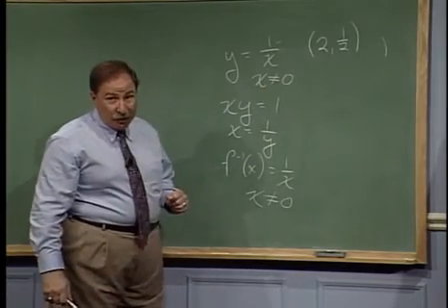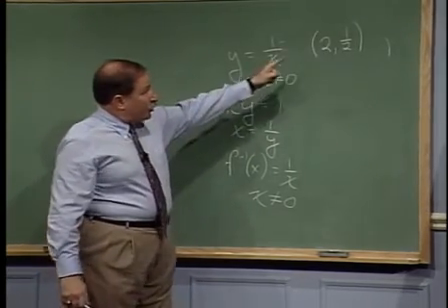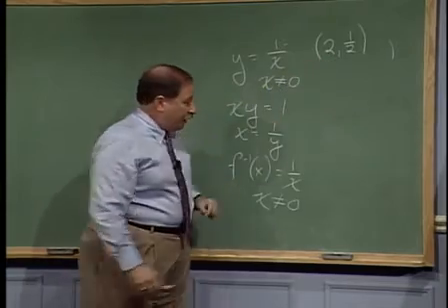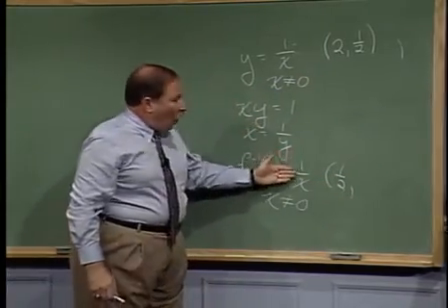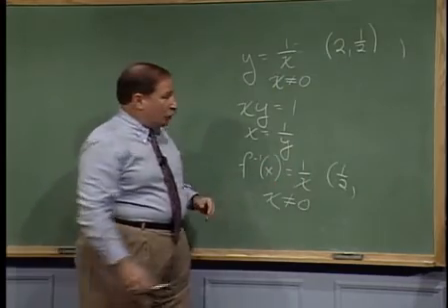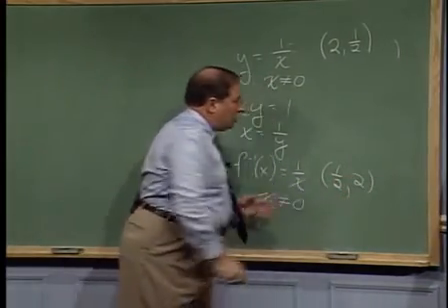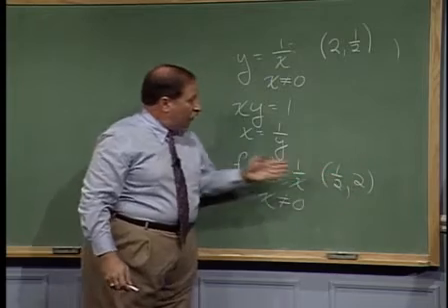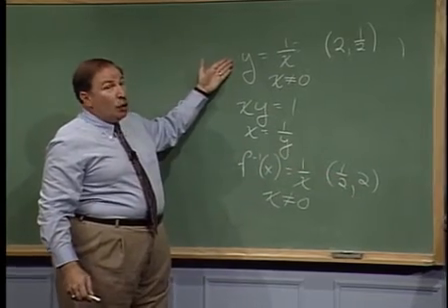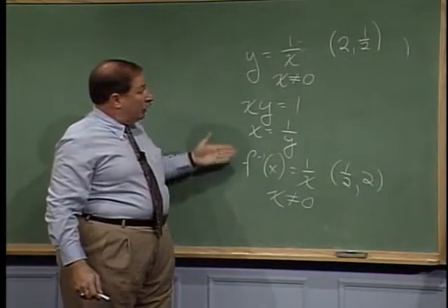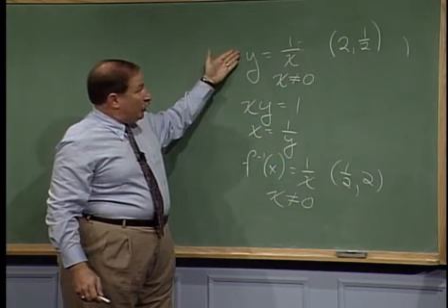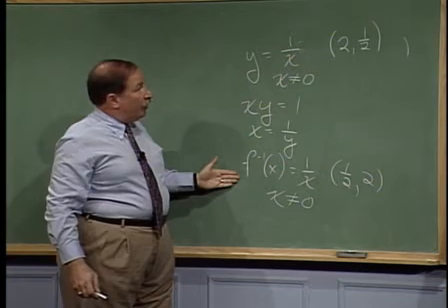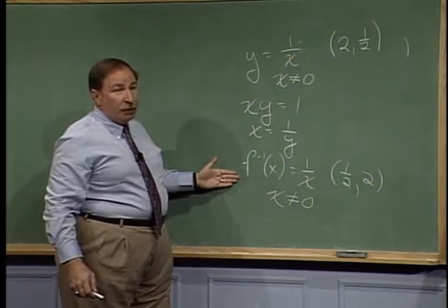Let's check to make sure this is the inverse function. In the original function, we put in 2, we got out 1/2. So let's put in 1/2 to this function. 1 over 1/2, that's 2. And indeed, notice, we put in 1/2, we got out 2. This is the inverse. You also might notice that these two are the same. The inverse function of this reciprocal function is itself. Very interesting fact about this particular function.